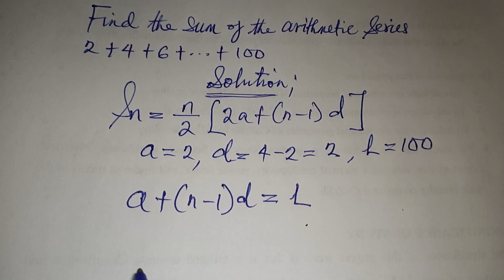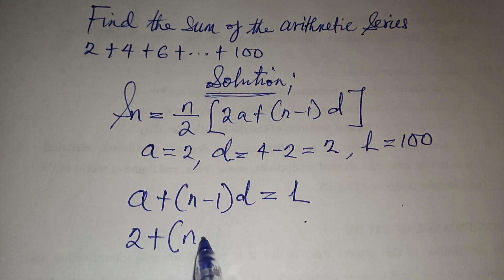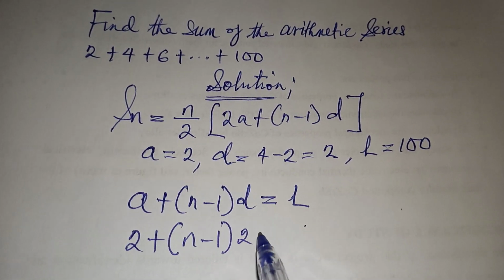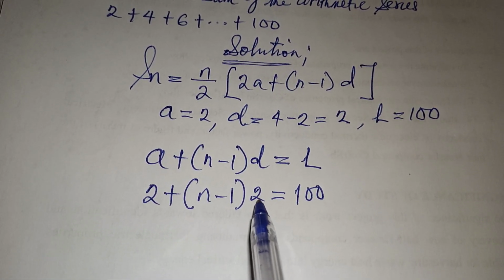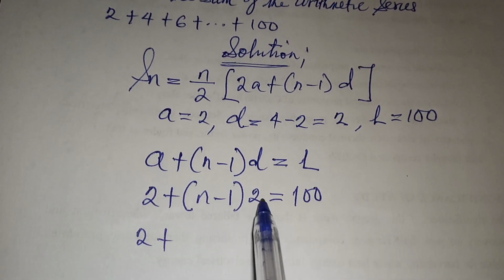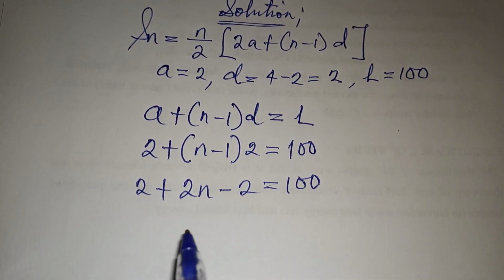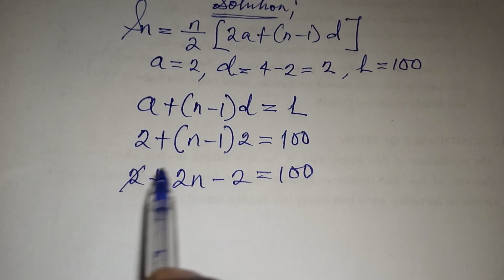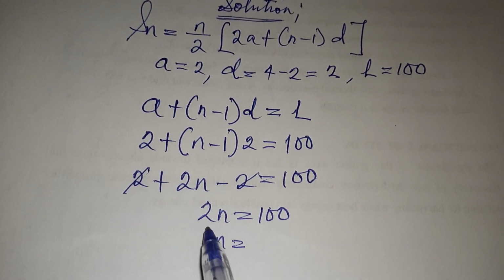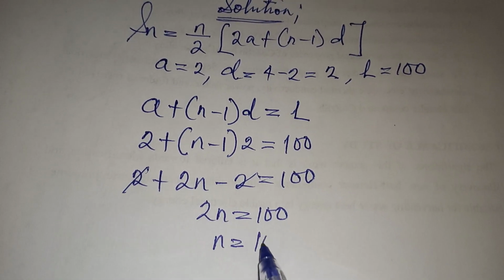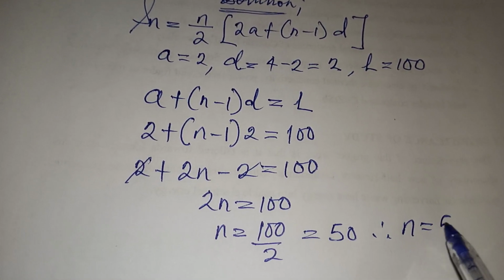So what are we supposed to do at this point? We fix the first term, which is 2, plus n minus 1, the common difference is 2, and the last term is 100. We distribute into the bracket: 2 plus 2n minus 2 equals 100. Of course 2 minus 2 is 0, so 2n equals 100. Dividing both sides by the coefficient of n, which is 2, we have 100 divided by 2, which gives 50. So n is 50, the number of terms.